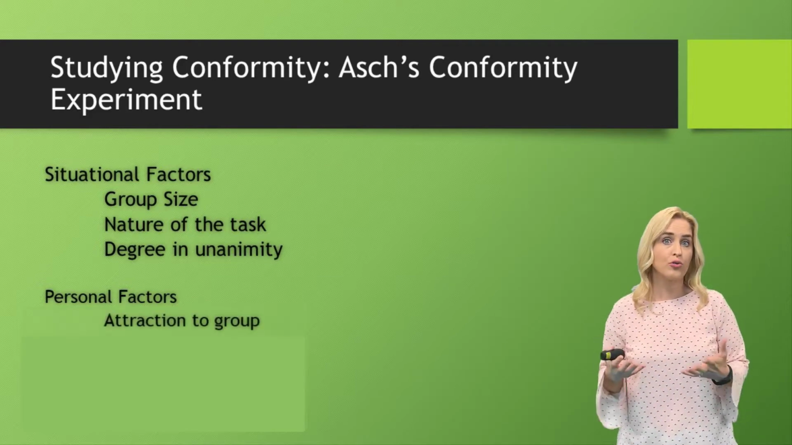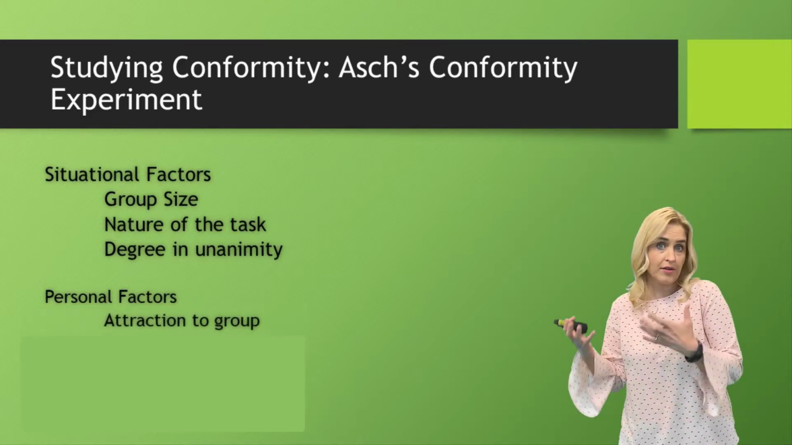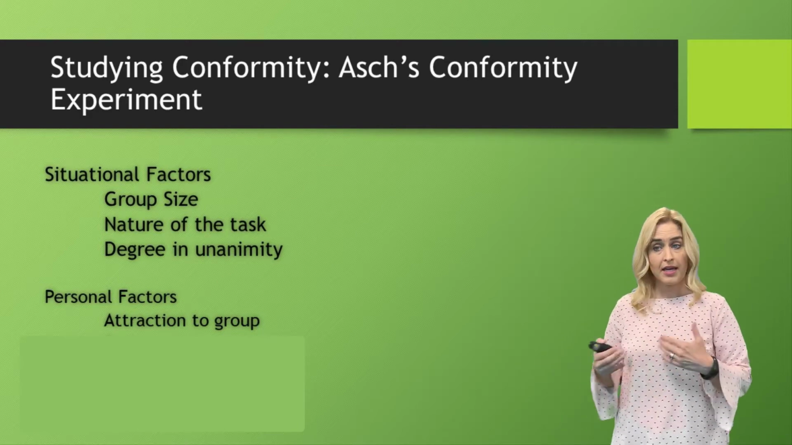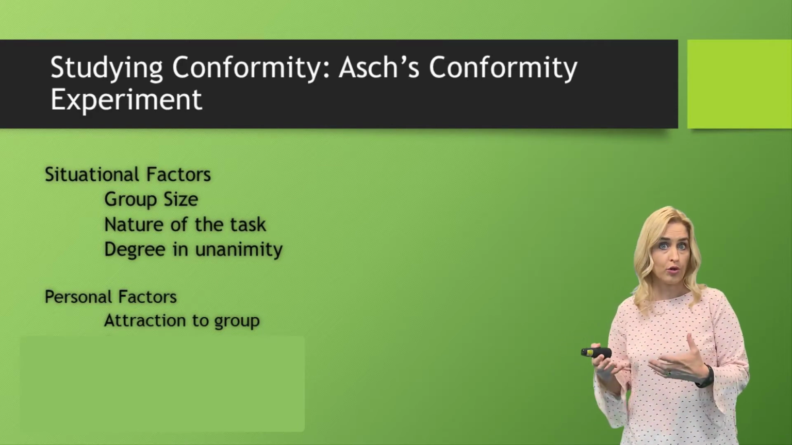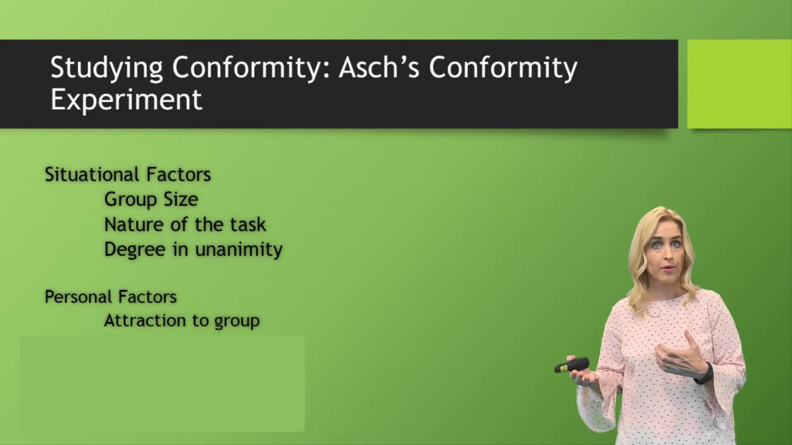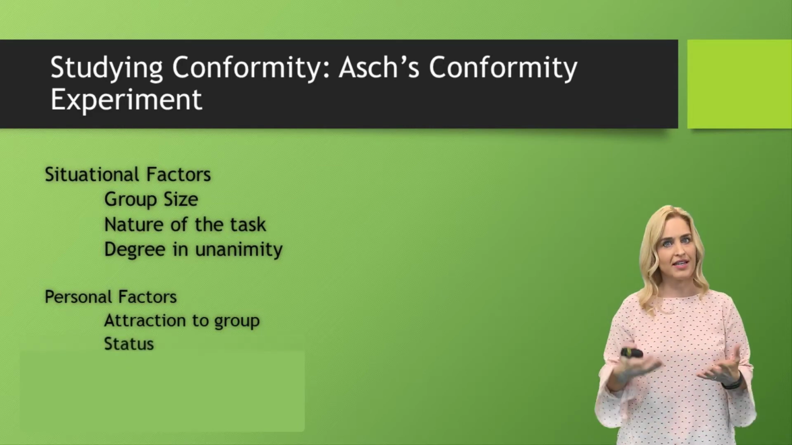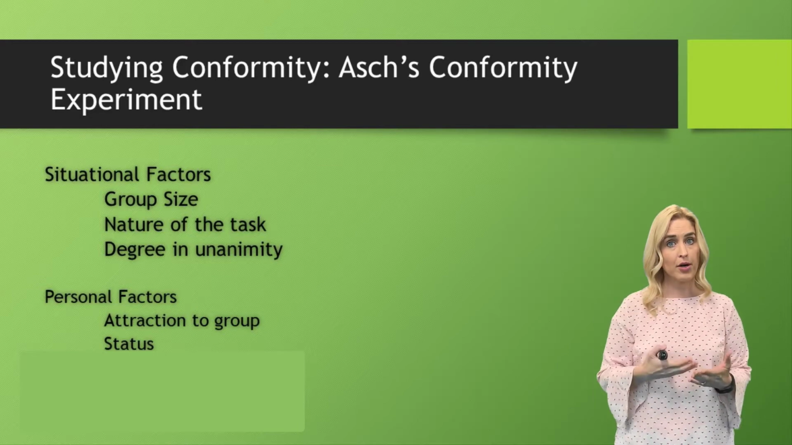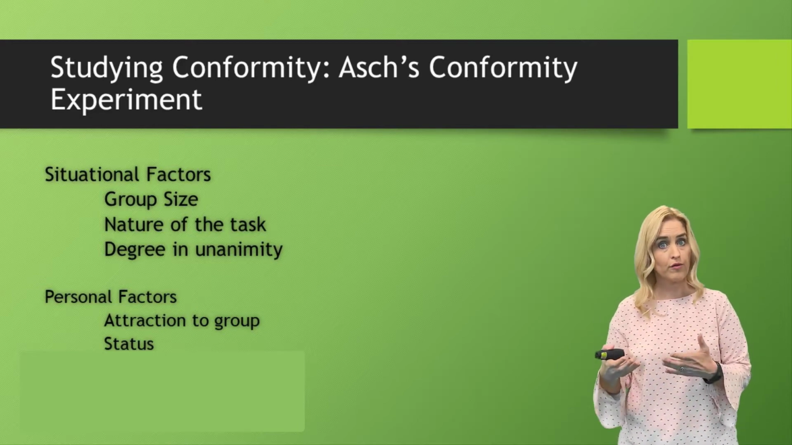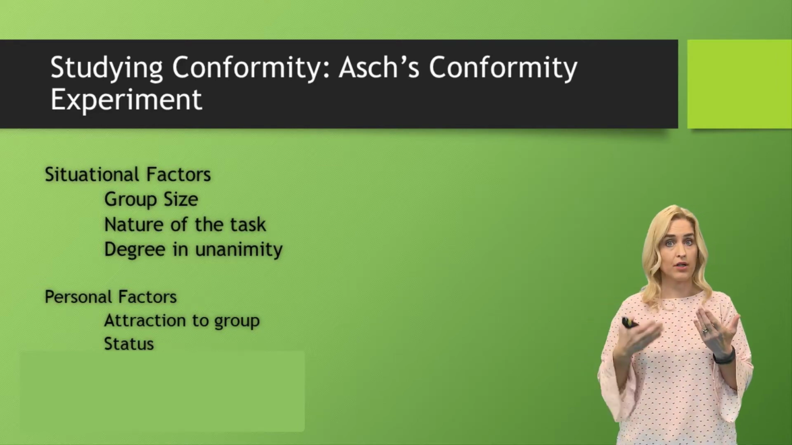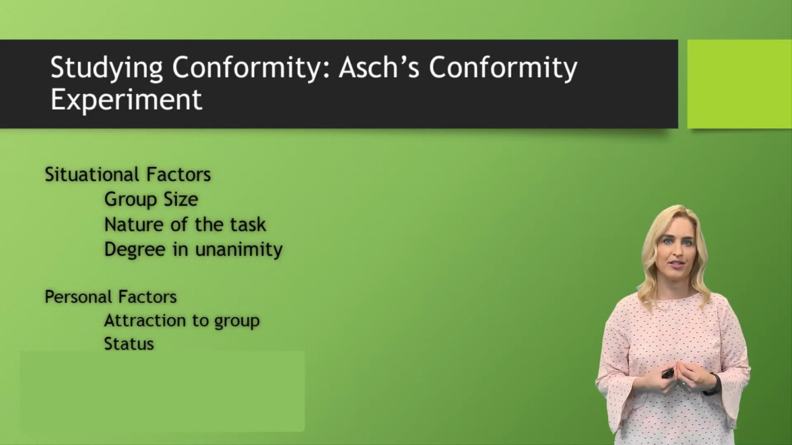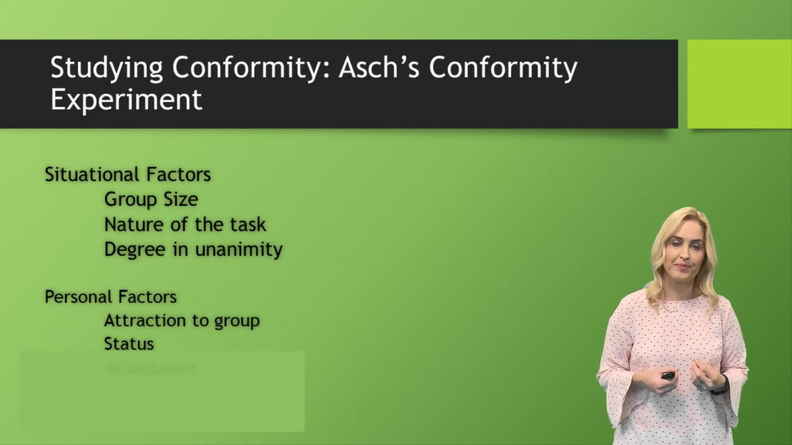The attraction to the group. How attracted are the participants to these groups? If they wanted to be a part of the group, then they were more likely to conform. The status of the group also mattered. If the group was seen as having high status, then the participant was more likely to conform. If the group was seen as having low status, then the participant was less likely to conform.